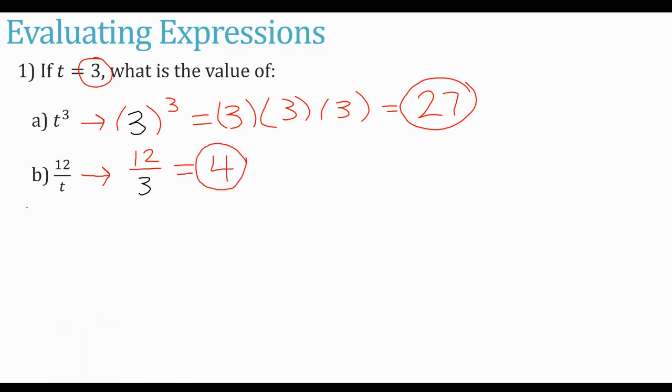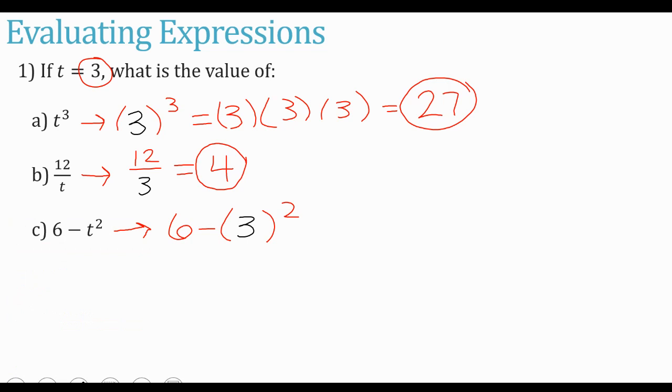Okay, so 12 over t is the same as 12 over 3 because we know t is equal to 3, which just gives us 4. Okay, let's take a look at another one. 6 minus t squared. So I'm going to do the same thing where I'm going to rewrite this, but instead of writing it with t, we're going to write it with 3 because that's what t is equal to.